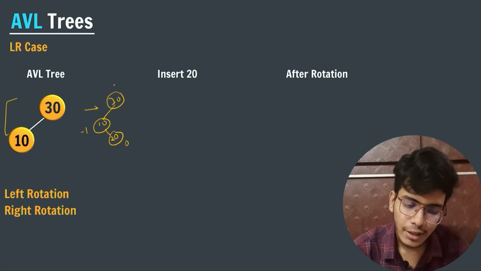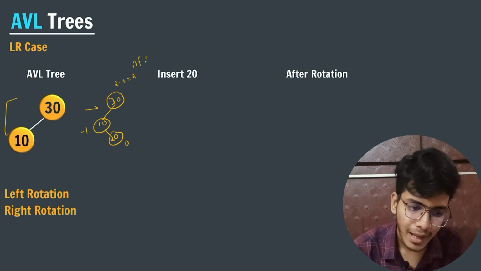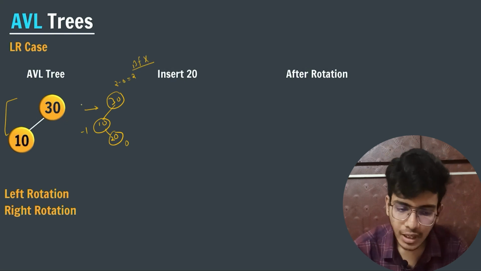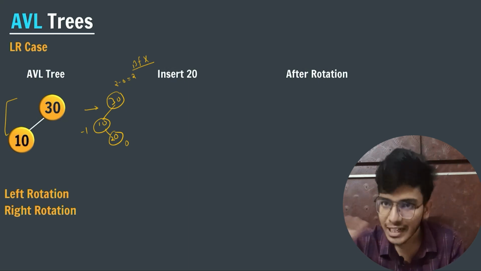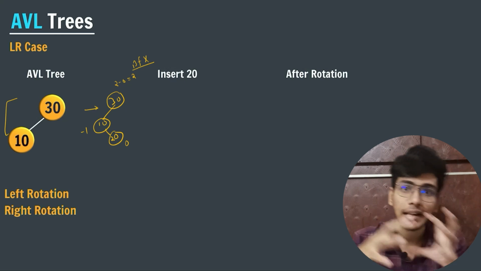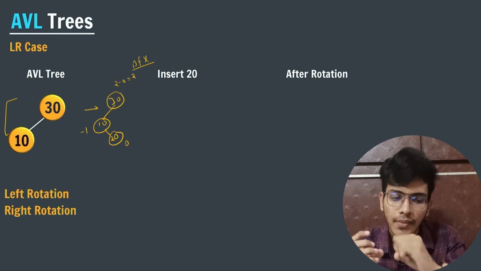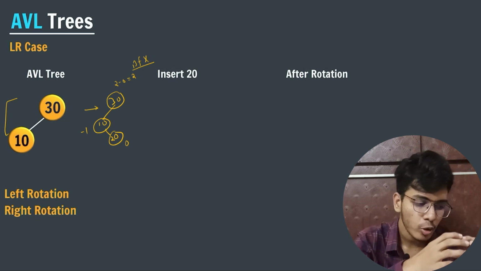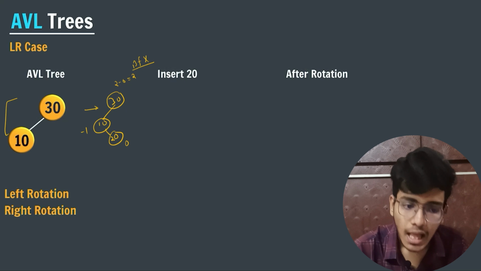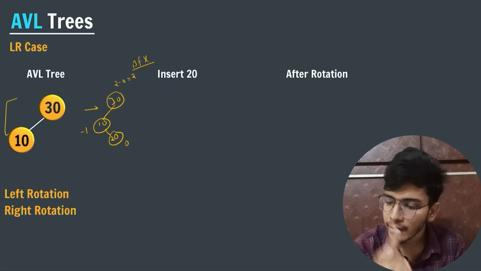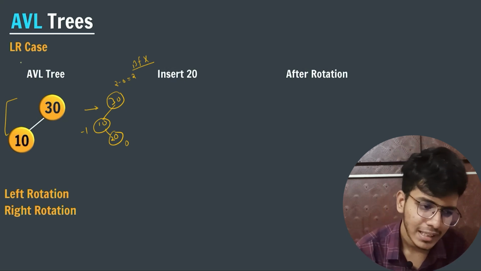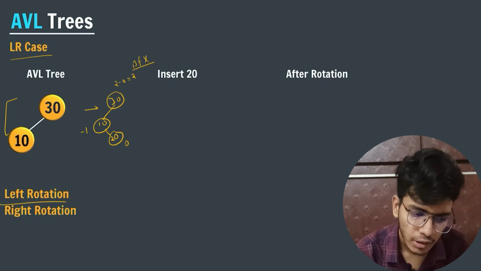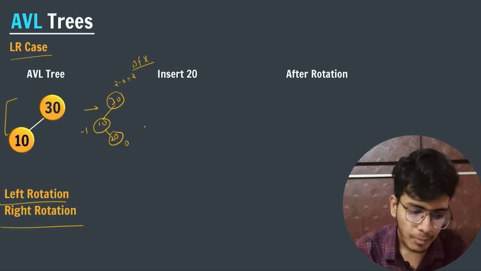Now for 30, the left height is 2 and the right height is 0, so 2 minus 0 gives me 2. Here the balancing factor got disturbed because I inserted a new node on the left node's right part. Because of this my old tree became unbalanced. When I get an LR case, first I will perform a left rotation, and after that a right rotation.